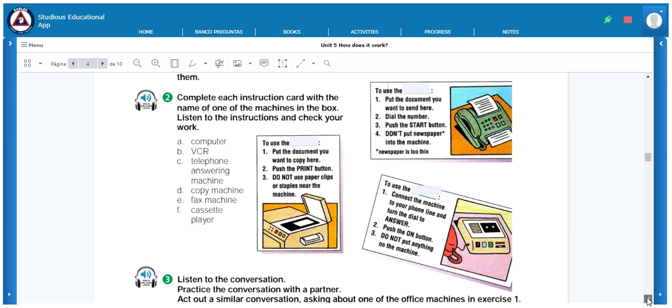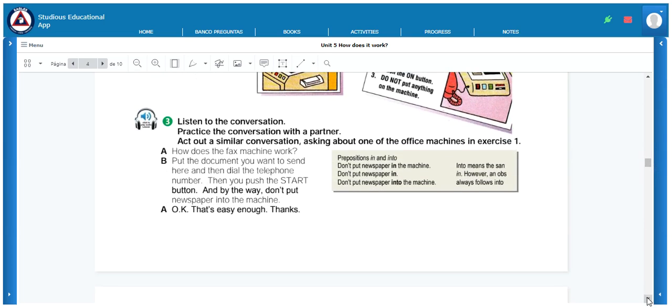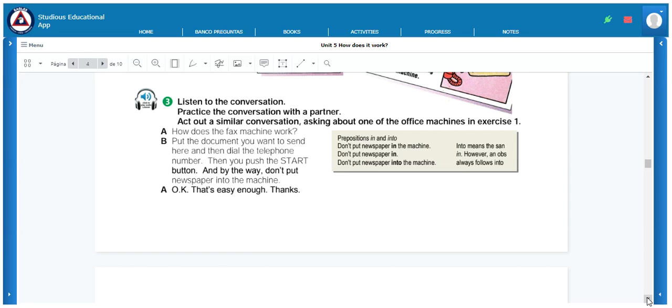Now let's take a look at number 3. Number 3 says listen to the conversation and practice the conversation with a partner. Act out a similar conversation, asking about one of the office machines in exercise 1. So what you guys have to do is write this information down in your notebook and make your own conversation, not necessarily in partners, you can do it on your own. And you need to use the phrases that you have in the box right here on the side. This box says prepositions in and into. That's what you guys are working with today. Okay?